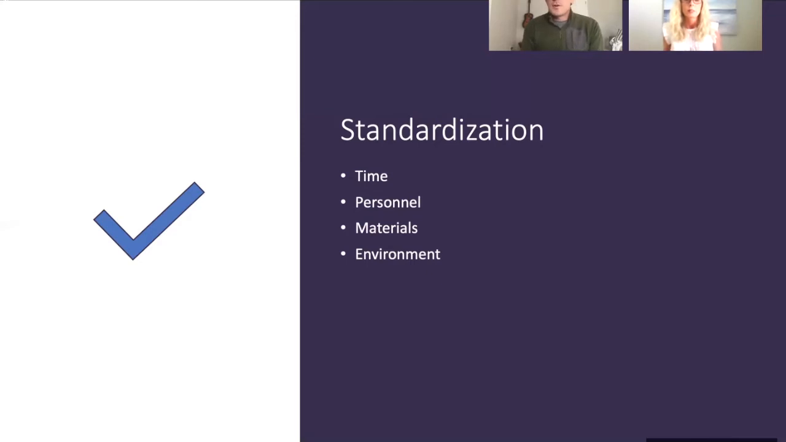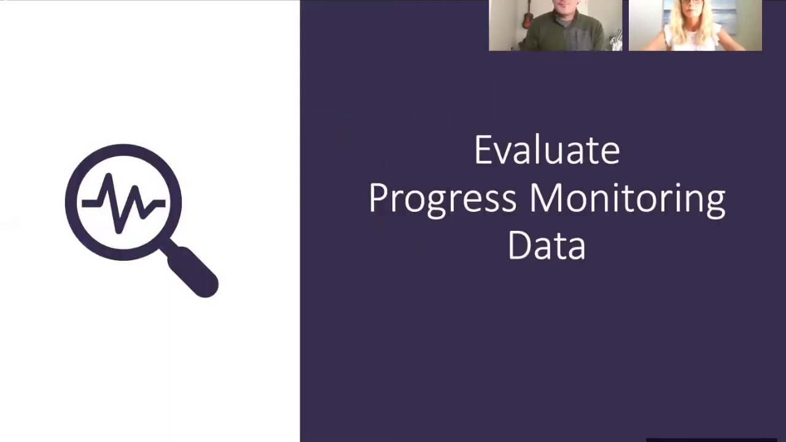Yeah, it's really important. By standardizing all these things, what you're doing is reducing any error that's going to be added to your data. By unstandardizing some of these variables, we're going to add error. And the more error in our data, the more likely we're going to make poor decisions because our data is meaningless. It's filled with error.